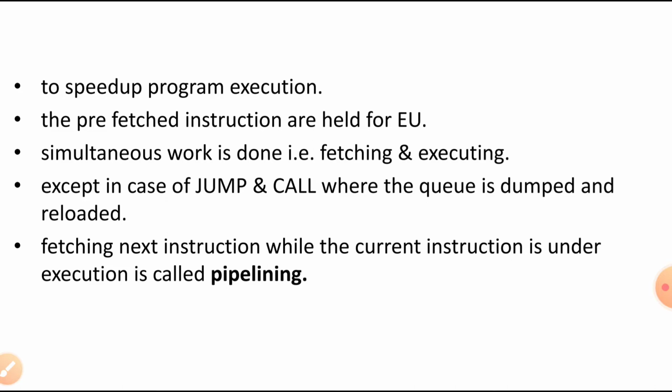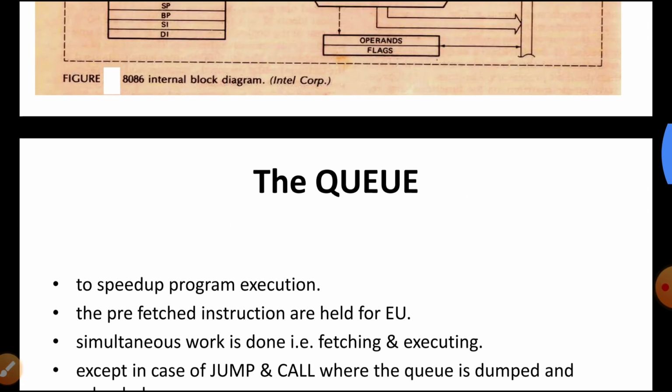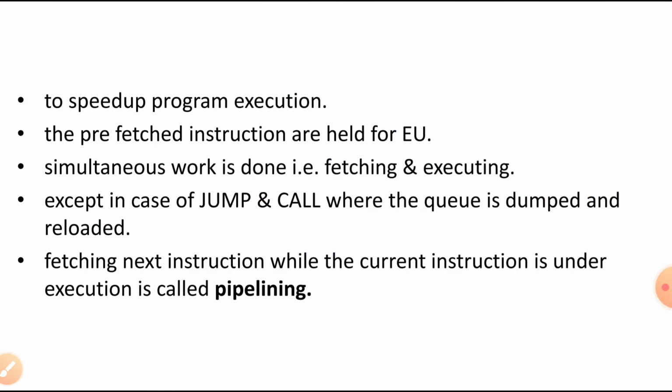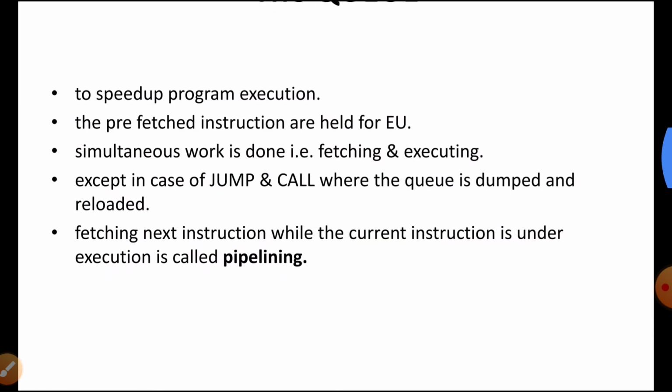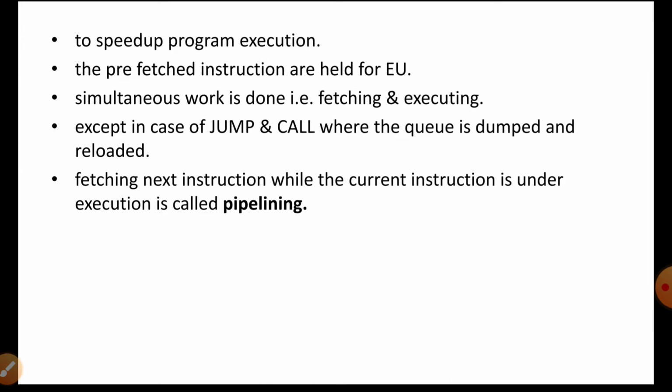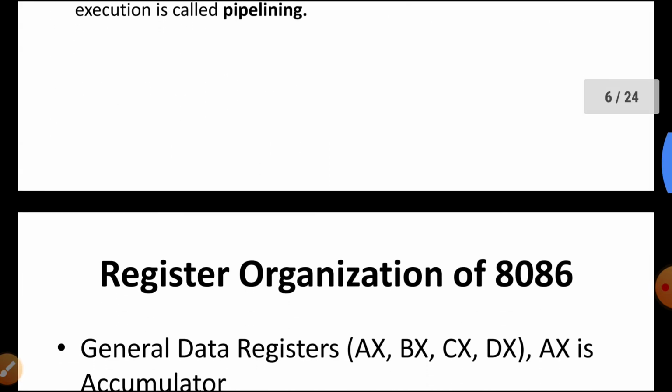And this is the concept of the queue, and this process of using a queue is also known as pipelining. The definition of pipelining is that whenever we fetch the next instruction before the previous instruction has been executed and put it in a queue, that is called pipelining. So pipelining is the process in which instructions are prefetched even though the previous instructions are not yet executed. With the help of pipelining, we do the simultaneous work of fetching as well as executing.